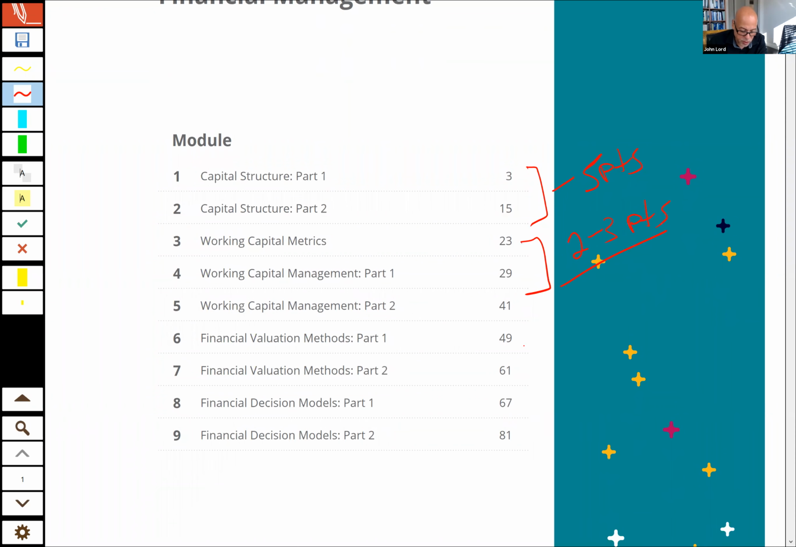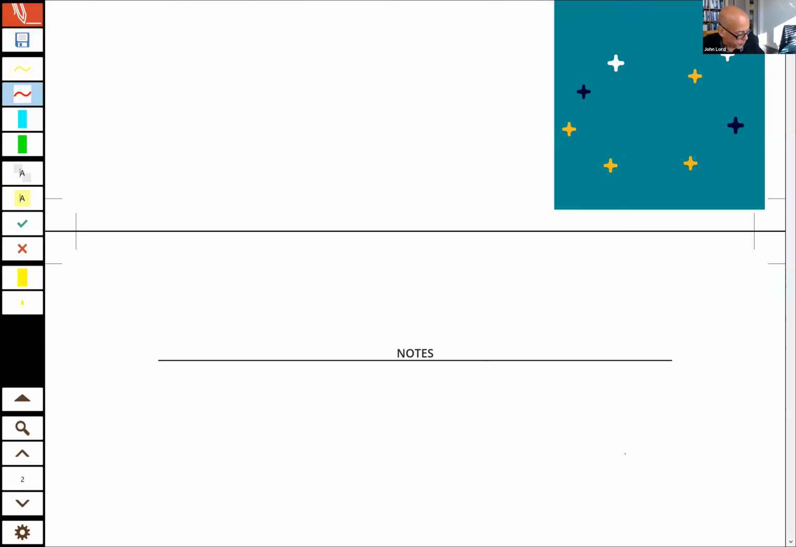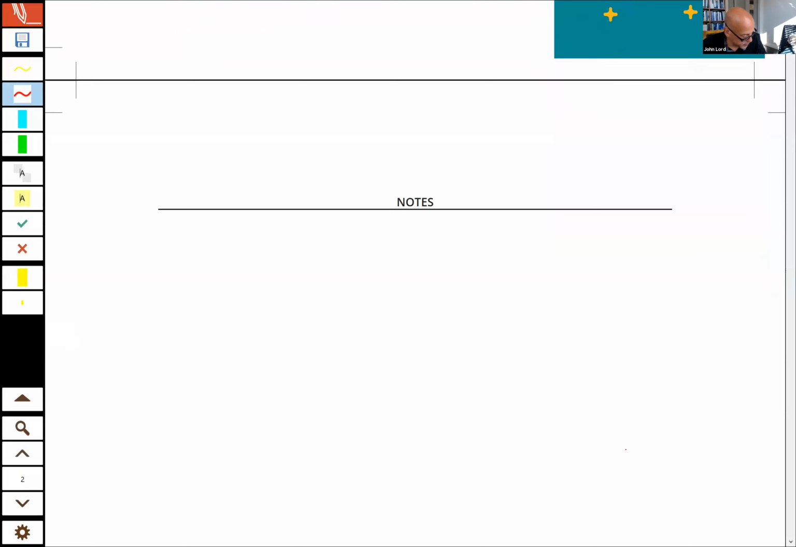We probably won't get to it this time, but we'll talk about financial valuation methods next time. That's about 5 points. And then financial decision models, that's also about 5 points. So they're basically making you show that you have a business degree here. You probably had a finance class at some point, and so we'll start to review some of those things you would have seen in your finance class.